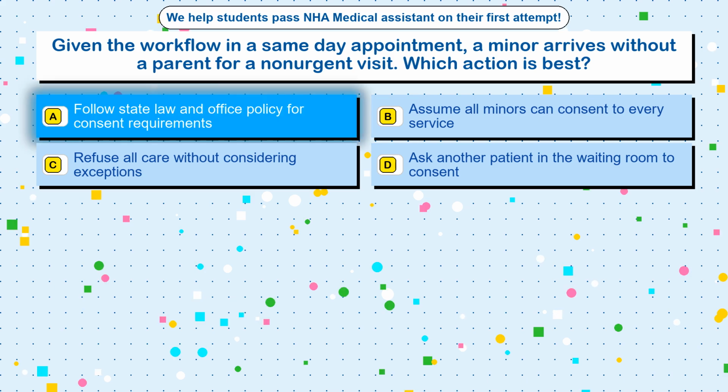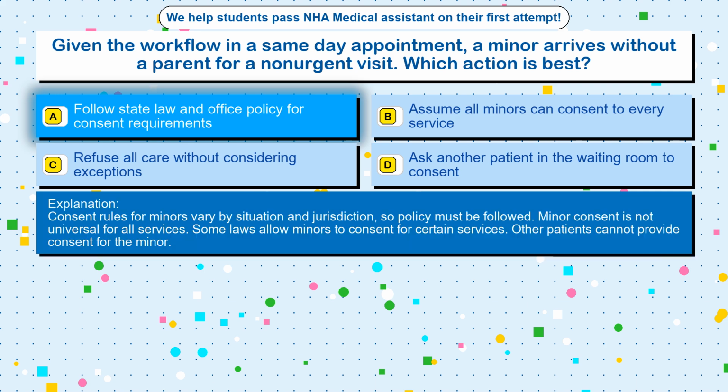The correct answer is option A. Follow state law and office policy for consent requirements. Consent rules for minors vary by situation and jurisdiction, so policy must be followed. Minor consent is not universal for all services. Some laws allow minors to consent for certain services. Other patients cannot provide consent for the minor.